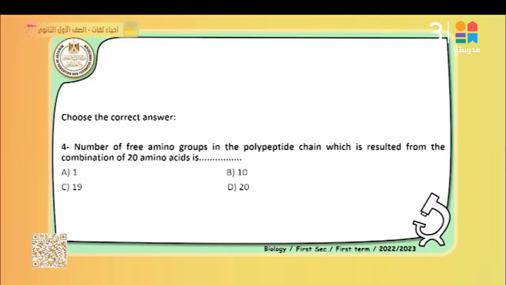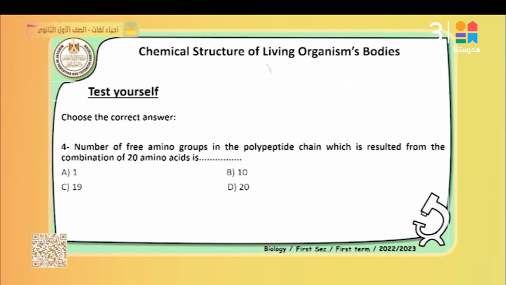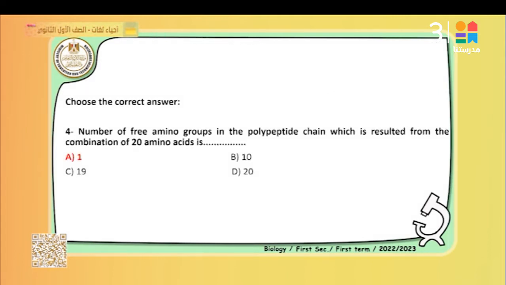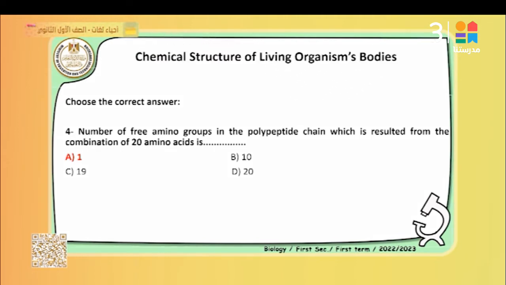Okay. Choose the correct answer. The number of free amino groups in the polypeptide chain resulting from the combination of 20 amino acids is: total number of free carboxyl groups 1, total number of free amino groups 1. So the best answer is 1, not 19, 10, or 20. That's right. Focus on another point, please, and pay attention.